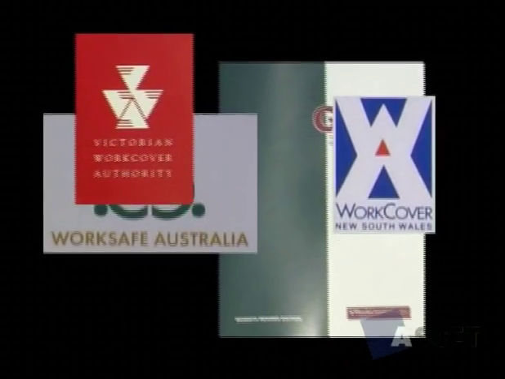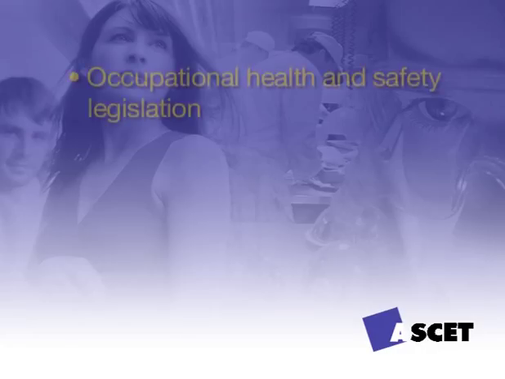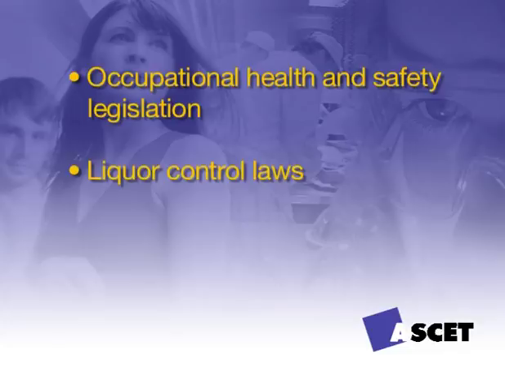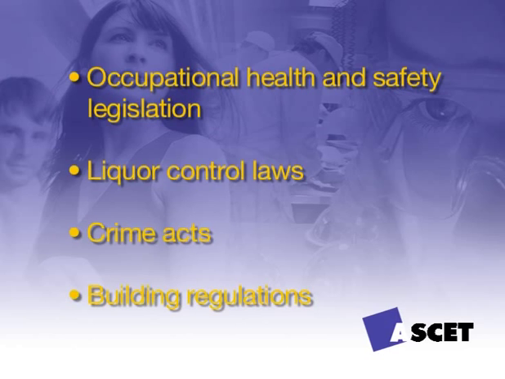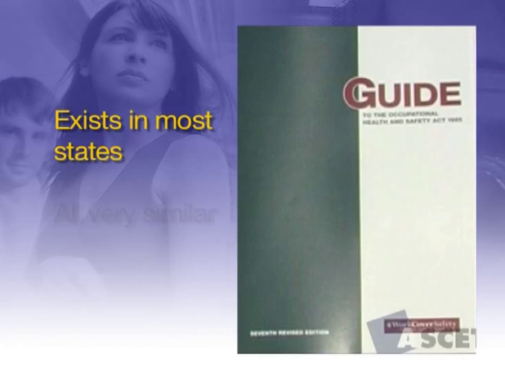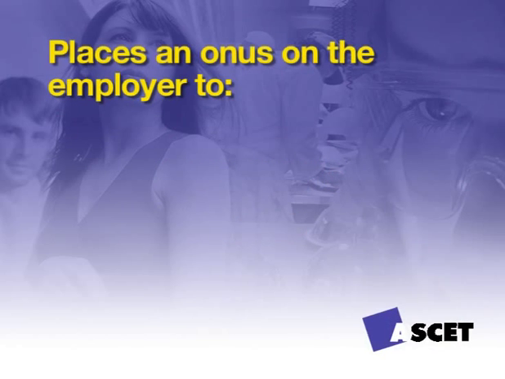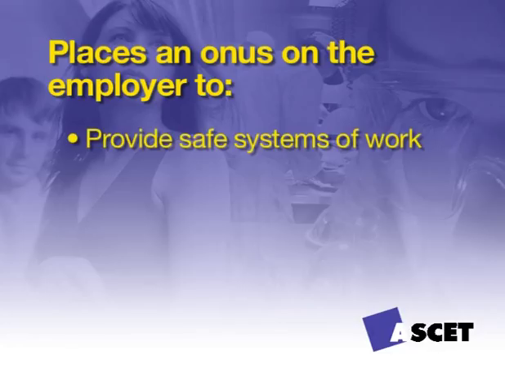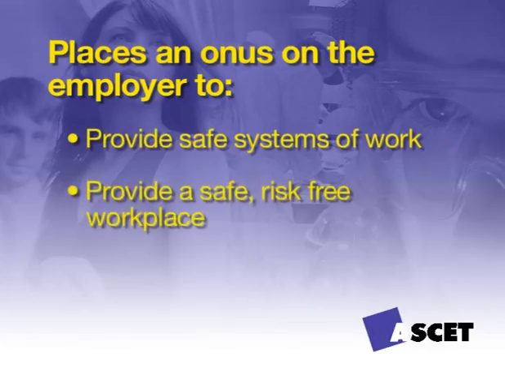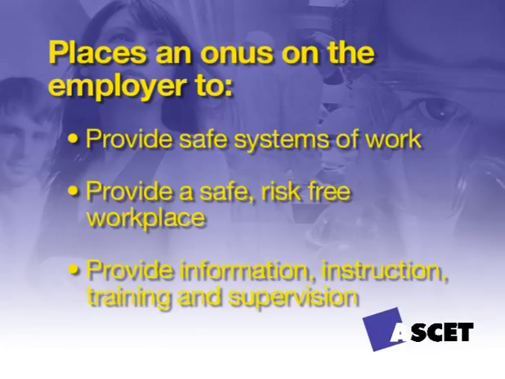All states have various laws covering workplace health and safety. These may include occupational health and safety legislation, but also may include liquor control laws, crime acts, and even building regulations. An Occupational Health and Safety Act exists in most states and are very similar. Employers' duties. It places an onus on the employer to provide and maintain safe systems at work, provide a workplace that is safe and without risk to health, provide information, instruction, training and supervision so that workers may safely carry out their duties.